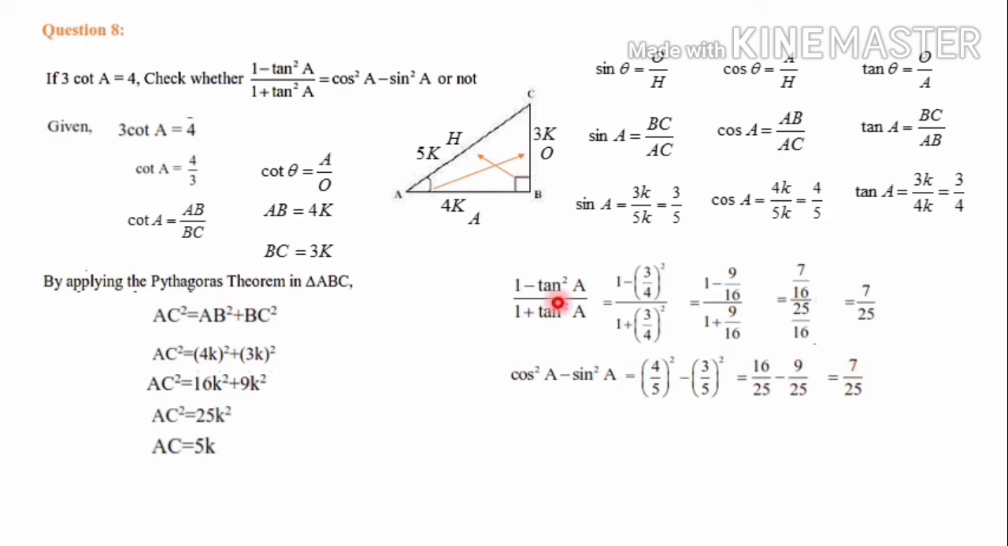So here, when you calculate the left hand side, you have got the answer as 7 by 25. And on the right hand side also we have got the answer as 7 by 25. So we can conclude that 1 minus tan square A divided by 1 plus tan square A is equal to cos square A minus sine square A. That is the result.